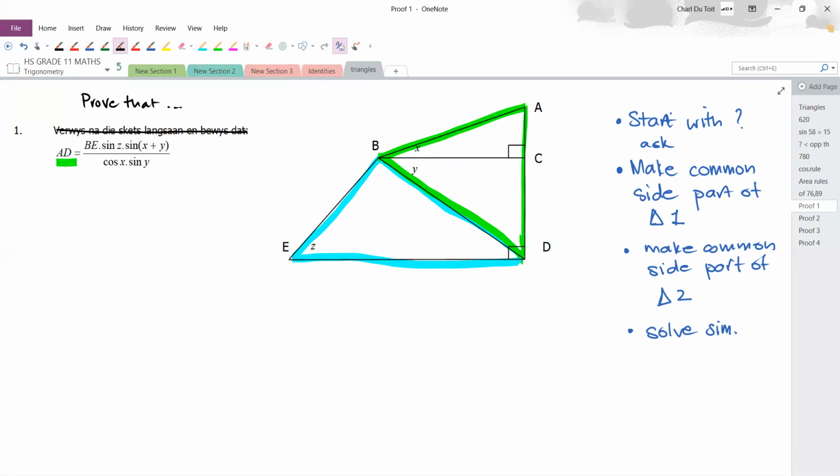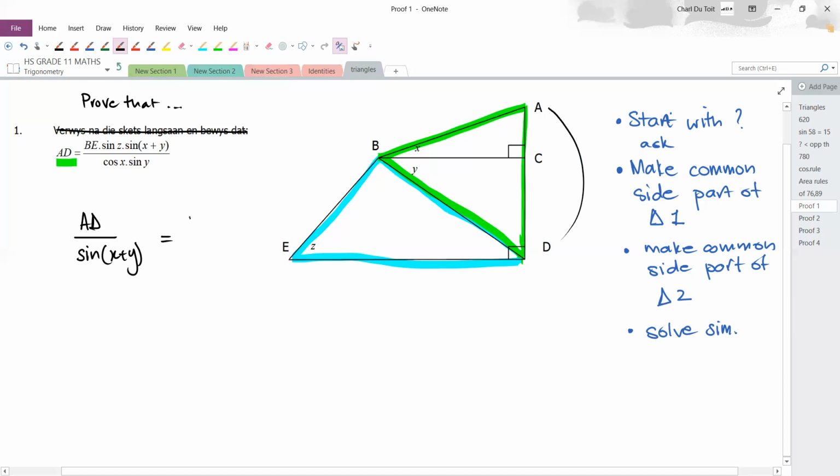So I'm going to start with what they ask, AD. In AD, we can use that green triangle. We can probably use the sine rule, because AD over the angle, which is sin of (x plus y), equals BD. So I'm making the common side part of the first triangle. I started with what they asked, AD, and then I made that common side BD part of triangle 1. And now BD must be over sin of A. You understand how this works?